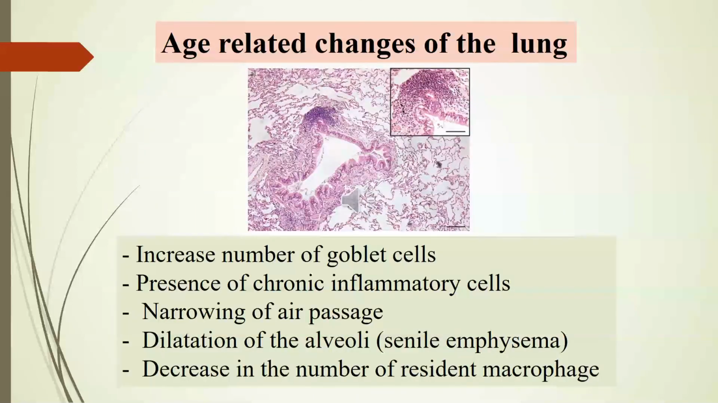The aging process affects the lung, and we can find such histological changes in the lung: an increase in the number of goblet cells, presence of chronic inflammatory cells, narrowing of air passages, dilatation of the alveoli, senile emphysema, and a decrease in the number of resident macrophages. All these things affect the respiratory function and also affect the immunity of the lung.